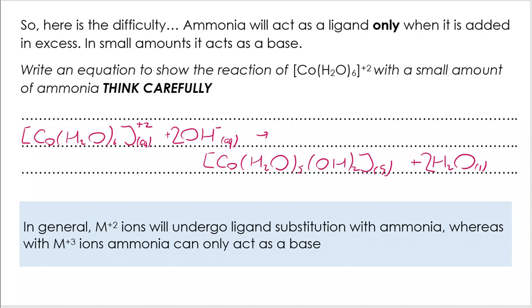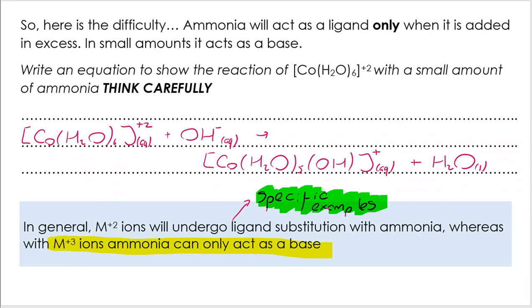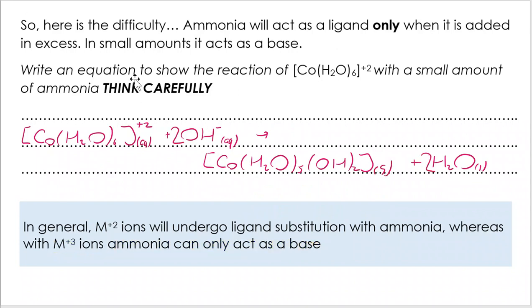What also makes this potentially a little bit more straightforward is that we will not ever see ammonia act as a ligand if our complex has an M 3+ ion. And there are specific examples where it will act as a ligand with 2+ ions. But again, remember, it's only going to act as a ligand when we have an excess. Otherwise, we're going to see what we have seen in this reaction. It will act as a base.